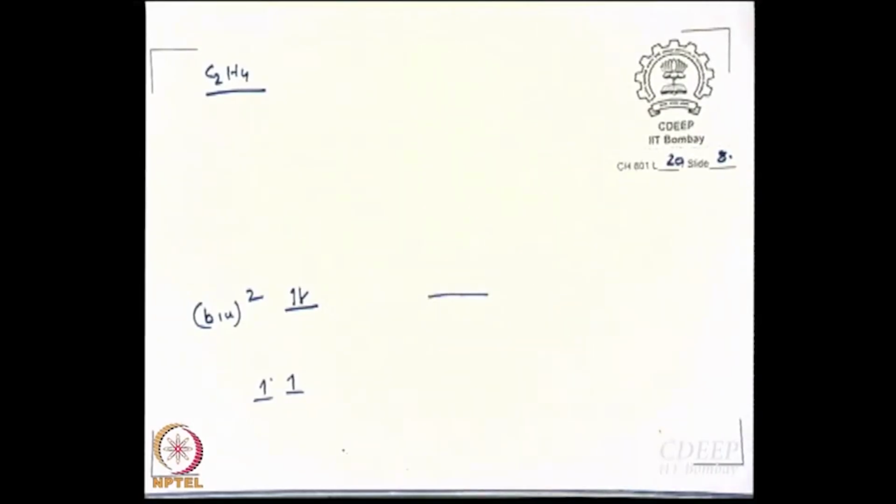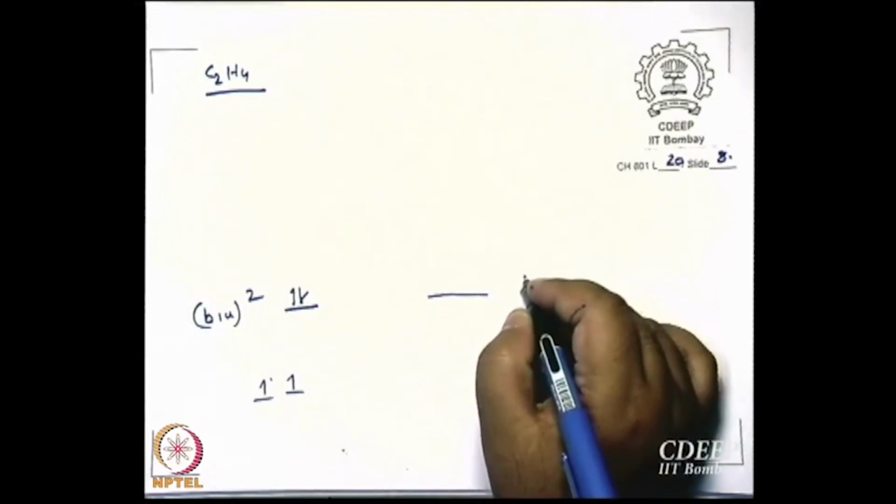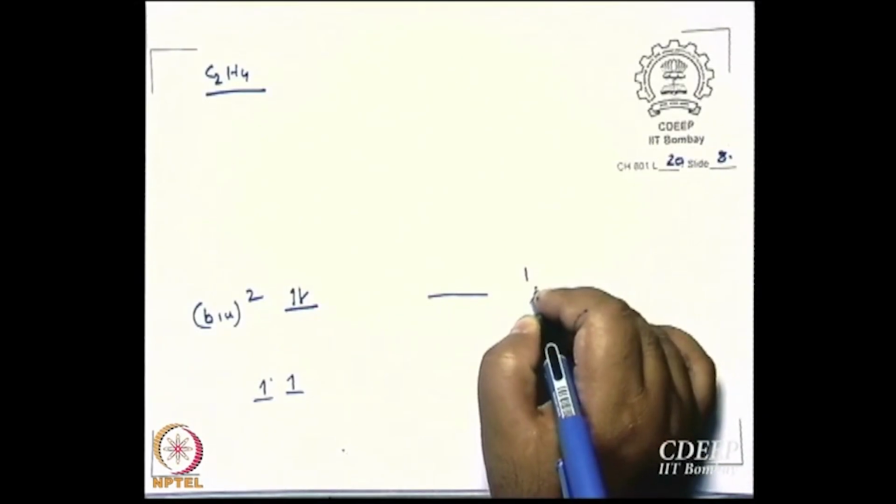Alpha beta minus beta alpha, where is it from? What is this? What is the name of this state? What is the symmetry of this state? Singlet, doublet, triplet, something you said, no? Singlet? A?